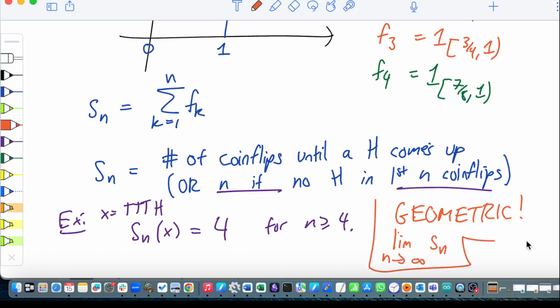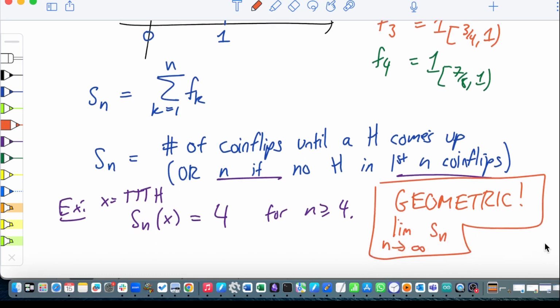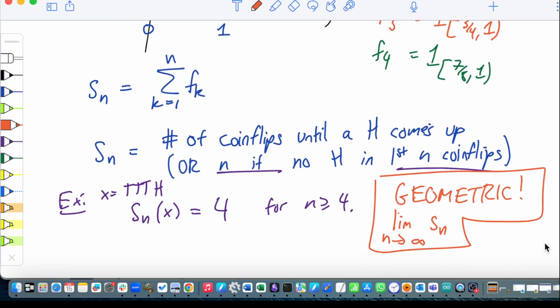That's the limit. And here's the thing, right? You want to talk about the geometric random variable. It makes perfect sense. Let's flip coin flips until we get heads. It could take us 10,000 coin flips. That's fine. I don't want to pre-specify a thing. That's what the geometric is, and people talk about it all the time.